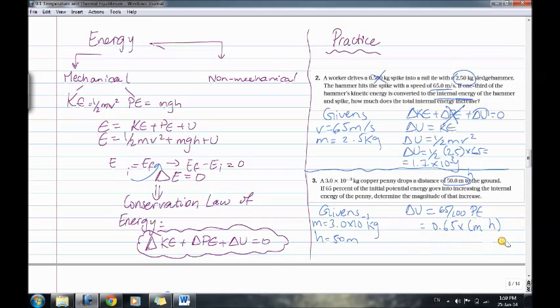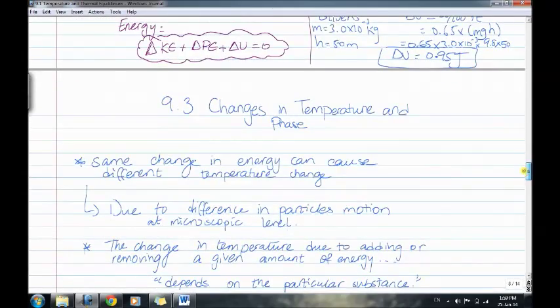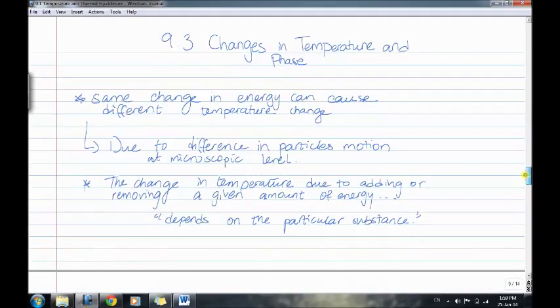I'm going to make it more clear. So 0.65 times the mass, which is 3.0 times 10 to the power of negative 3, times 9.8, and then times 50. So the answer will be delta U equals 0.95 joules. That's the answer, 0.95 joules. Okay? Now, moving on to section 3. So we finished section 2. Now, changes in temperature and phase.